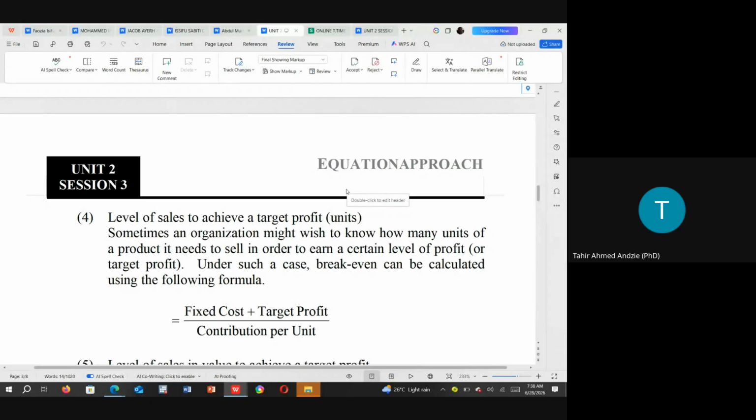So we know that at break-even point, we are not making any profit. So the quantity to be sold to break-even will be known. But if you want to make profit, we can also use the same analysis to determine how much quantity we have to sell in order to make that target profit, right? So level of sales to achieve a target profit in units, the formula becomes the fixed cost plus target profit over contribution per unit. Remember that at break-even point, there's no profit nor loss made. But if we want to make profit, then the contribution should cover the fixed cost and profit.